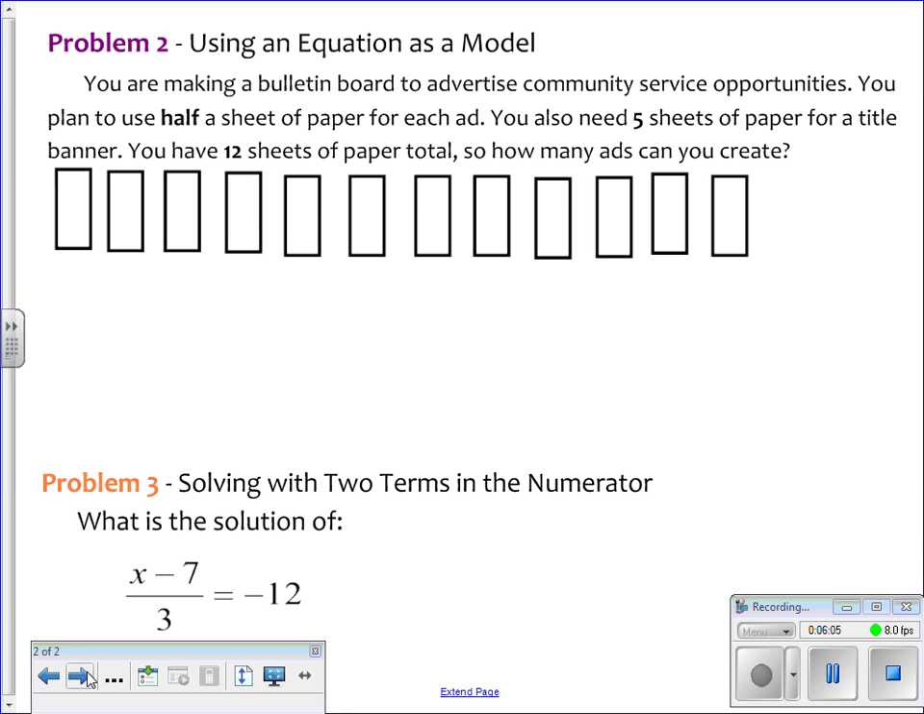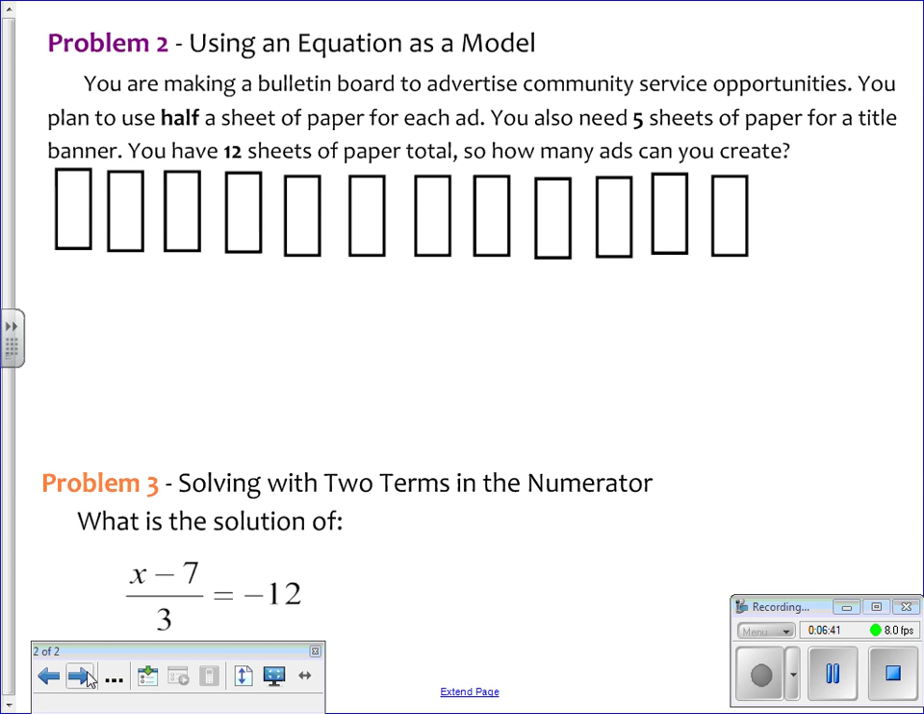You're making a bulletin board to advertise community service opportunities. You plan to use a half sheet of paper for each ad. So for each advertisement, you're using a half sheet of paper. You'll also need 5 full-size sheets of paper for the bulletin across the top. If you have 12 sheets of paper total, how many ads can you create?